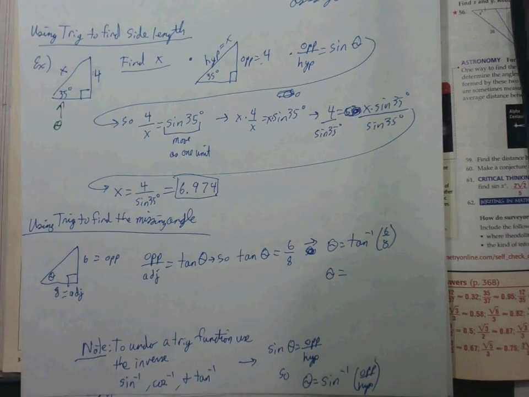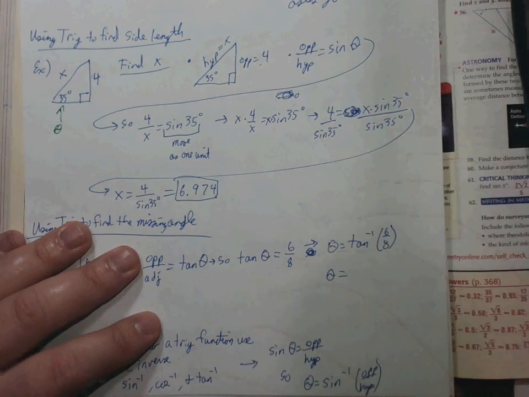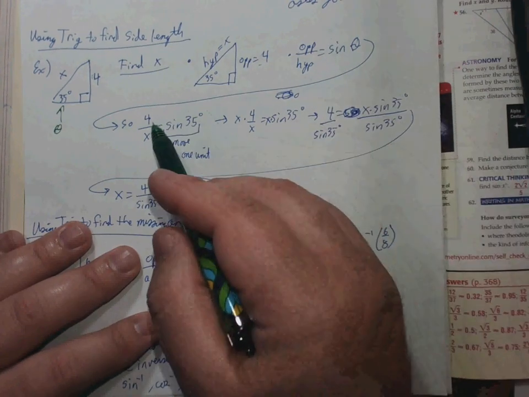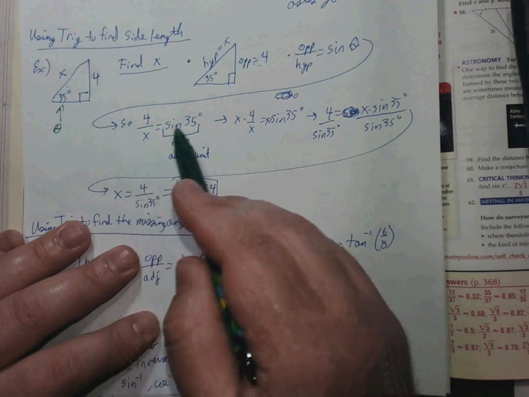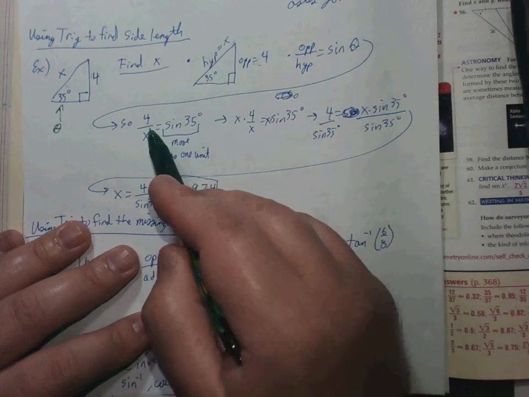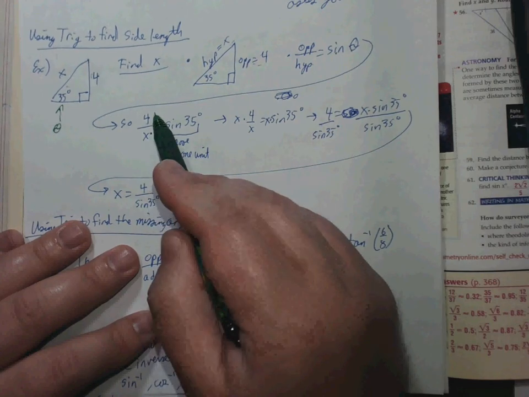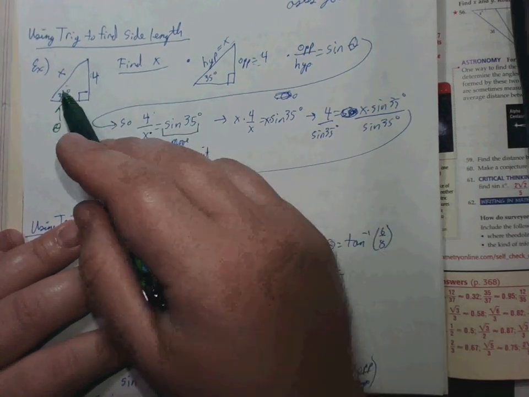Which trig function uses the opposite side and the hypotenuse? SOHCAHTOA. Sine of theta is opposite over hypotenuse. So what's opposite? 4. It's opposite the 35 degrees. Hypotenuse is x, so 4 over x. Opposite over hypotenuse equals sine of that angle.